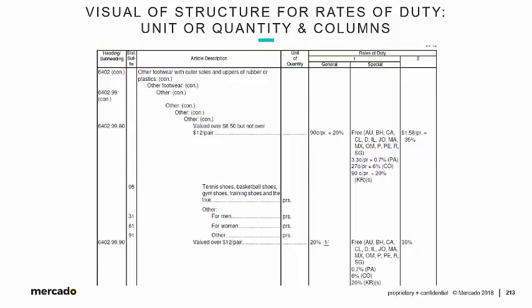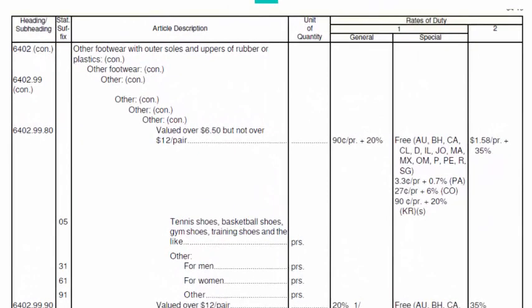Here in section 31, we're going to continue our conversation on unit or quantity, but also add in the columns because they influence the assessment of duty as well. This section is going to be quite visual in helping us to refine our expertise in these areas. What we're looking at here is out of chapter 64, which deals with footwear.